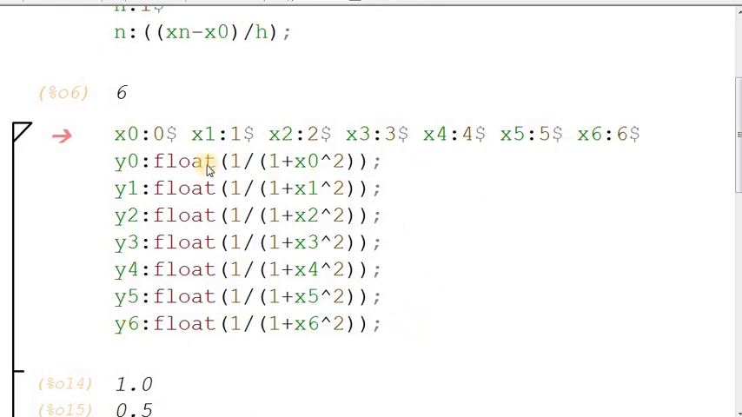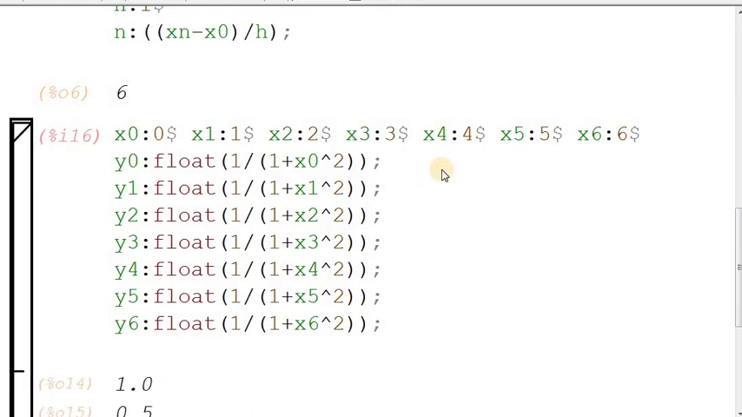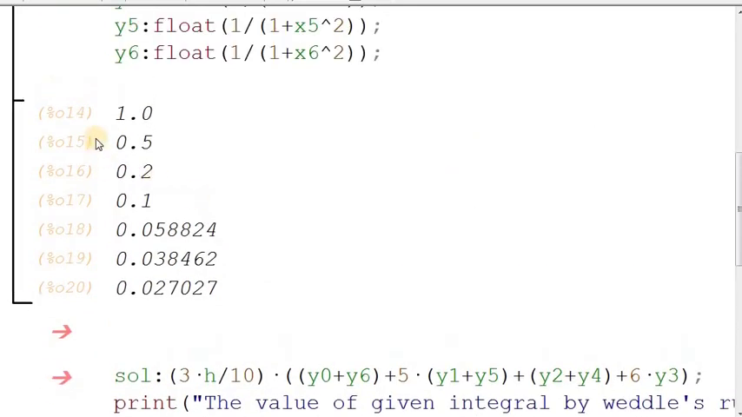So after writing all this, just press shift enter, and it will give the function values with 5 decimals. Shift enter. See here, this is the y0 value, this is y1, y2, y3, y4, y5, y6. So 6 values are given to us, right? Now we will substitute these values in the Weddle's formula.